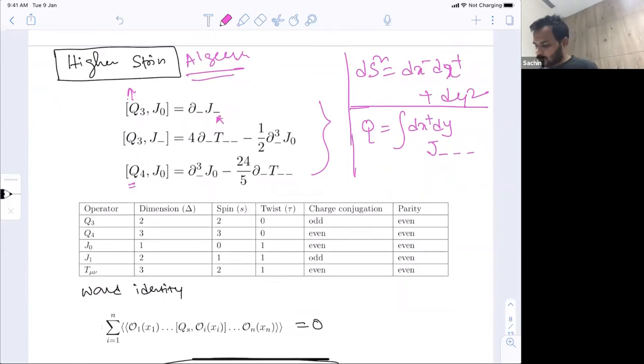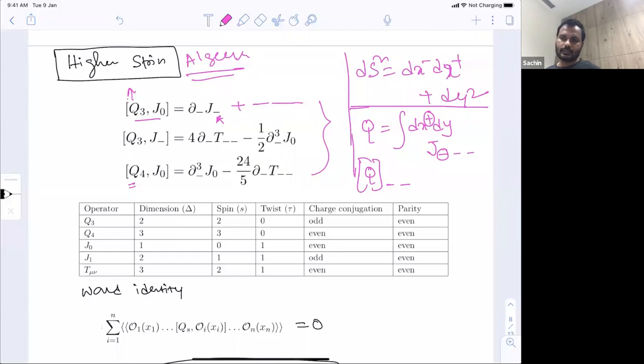Okay. So just to make it more clear, you see, because on the right hand side there's a dx plus that I'm integrating over with the J minus, this Q will have an effective spin in the minus minus direction. That's why when Q3 commutes with J0, a spin zero thing, there will be a 2 minus on the right hand side. You can convince yourself that you cannot really write down any other terms here, because of the dimensions, various symmetries, spin, or parity. With this kind of consideration, you will be able to fix this uniquely.